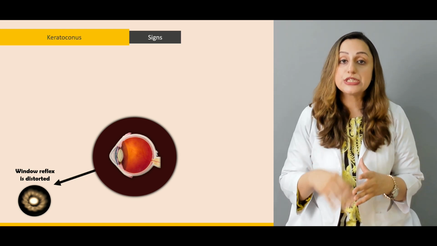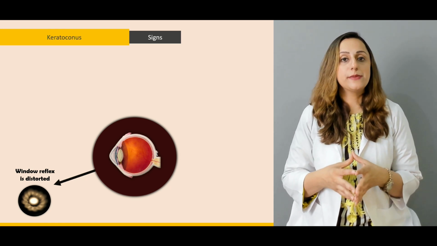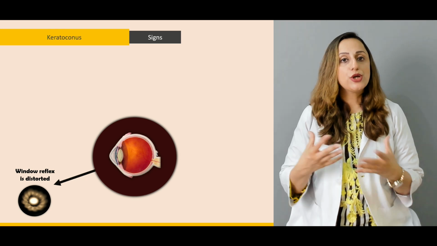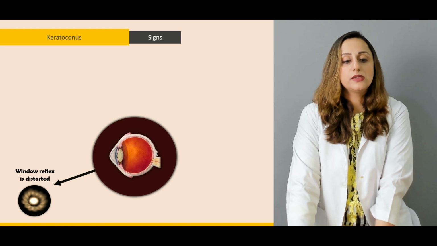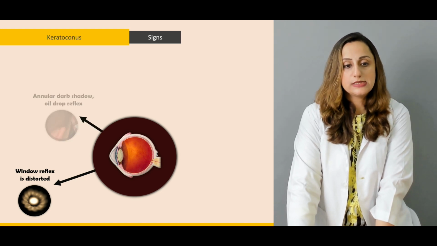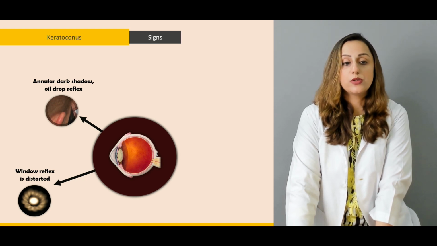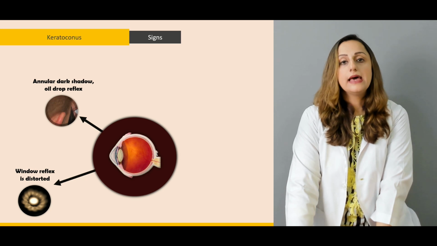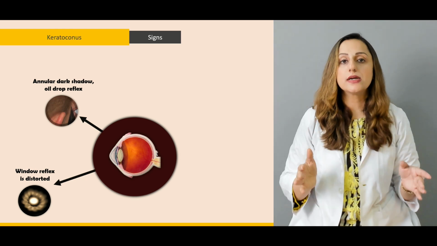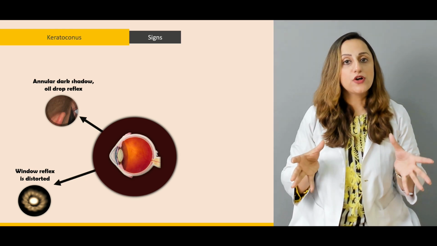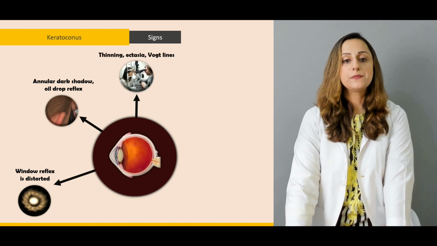There are some degenerative processes or inflammatory conditions relating to the cornea, resulting in the absence of the corneal window reflex in the patient, as well as the annular dark shadow, or the patient also having an oil drop reflex. That is again the Fleischer ring, or the development of an annular ring at the periphery of the cornea, which is going to be presented as this oil drop reflex in the individuals.